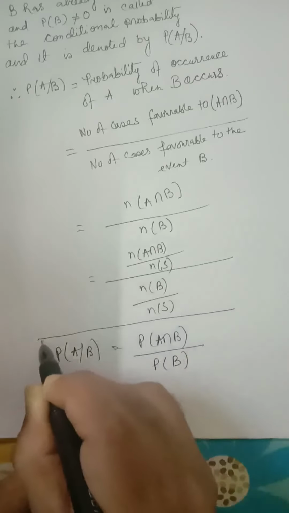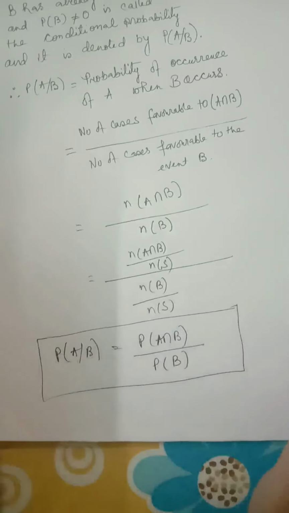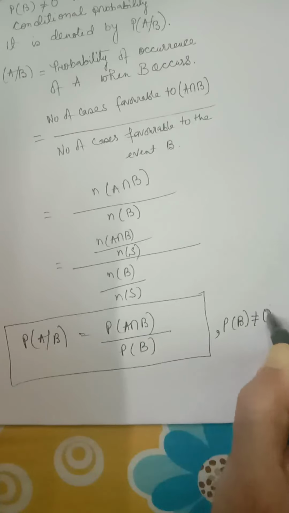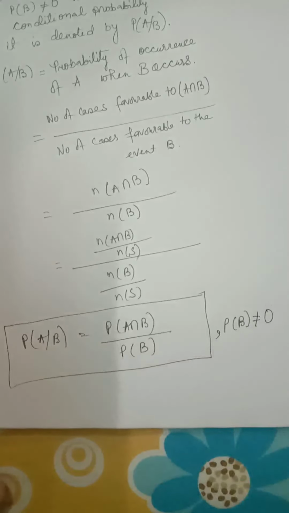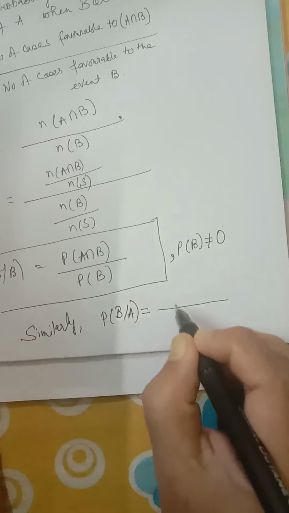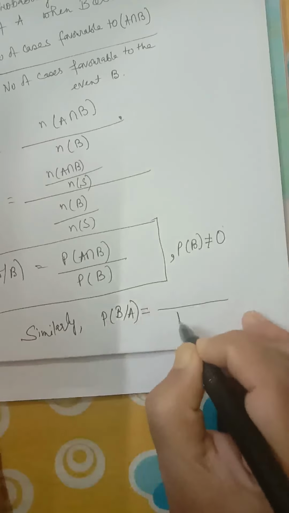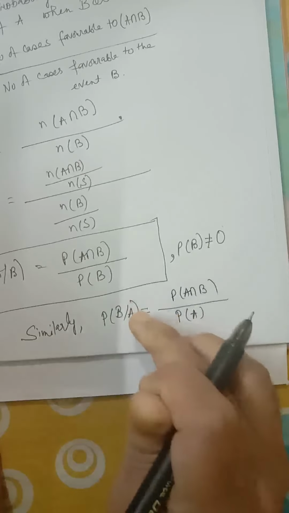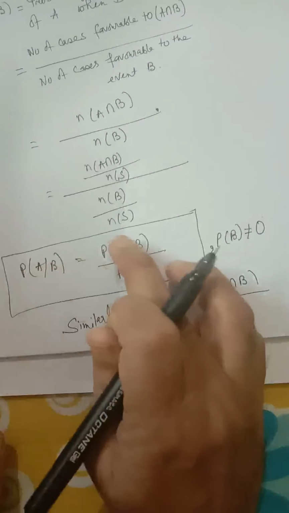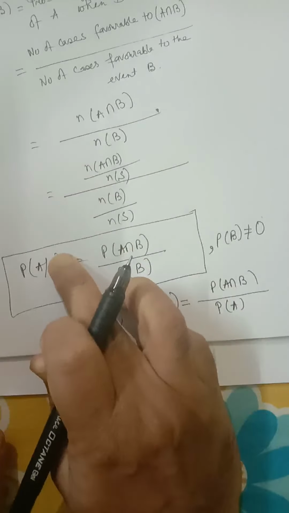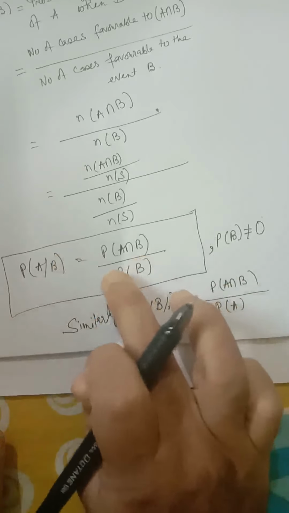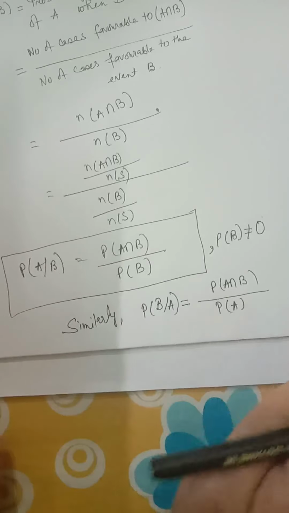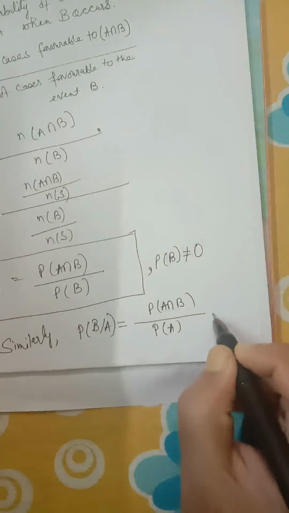P(A/B), that is probability of A when B has already occurred. This is the formula, provided P(B) is non-zero. Similarly, P(B/A) will be equal to P(A intersection B) divided by P(A). In P(A/B), B is in the condition, so on the right hand side the denominator will be P(B). In P(B/A), A is in the condition, so the denominator will be P(A). So this is the formula which we have to remember, where P(A) is non-zero.